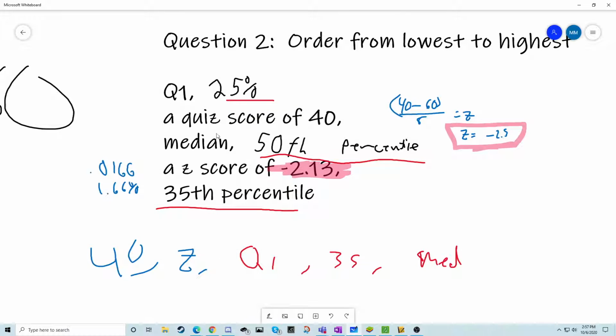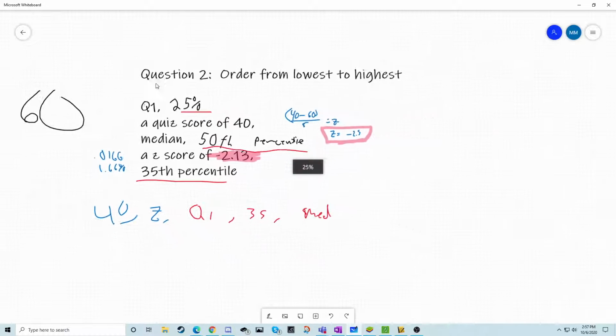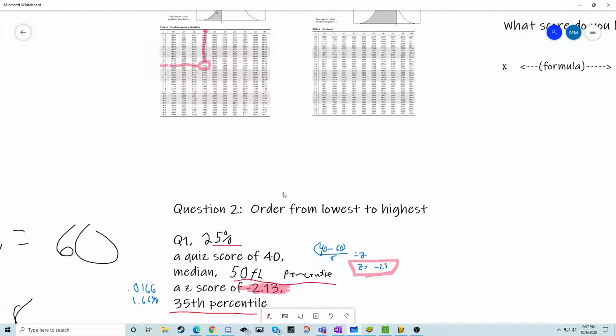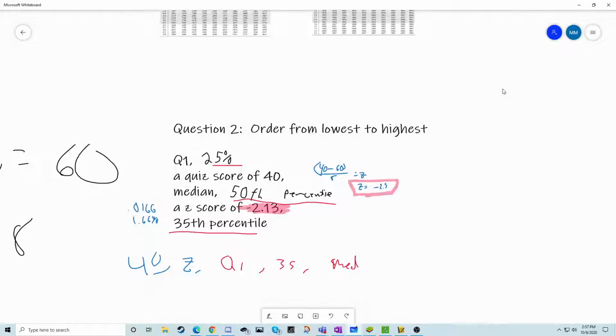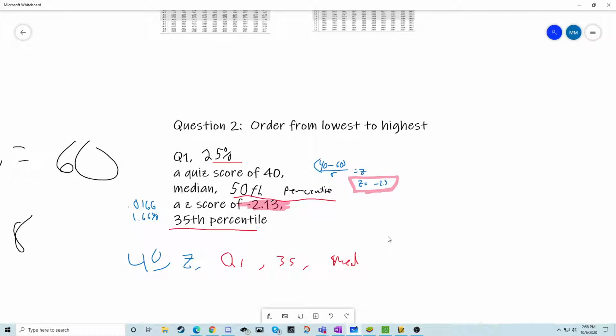So you can sort things of different types of data if you're willing to convert it to the same. As long as you can use these tables to change either percents to z-scores or z-scores to percents, or use our little formula, x minus mean over standard deviation, to change things into z-scores. My favorite is comparing everything as a z-score. This one just worked out as percents a little easier because Q1 and median are super easy to make into percents. But yeah. Anyway, hopefully that helps some people.